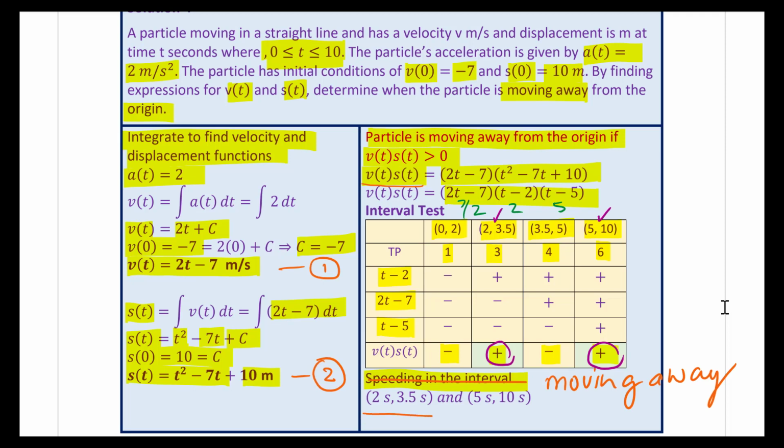So it is moving away in these intervals. So that is how we are going to answer this question.